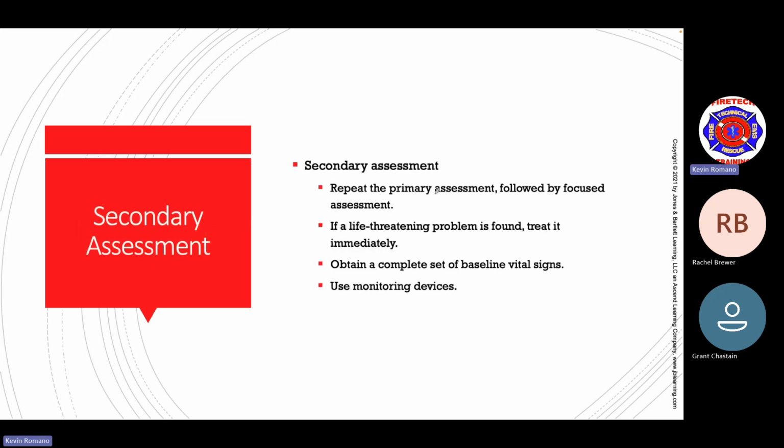Right. Secondary assessment, your physical exam: repeat the primary assessment, followed by a focused assessment. Focused is only going to be used if the patient is not critical, right? If it's, let's say, a trip and fall with a knee injury, it'll be focused on the knee, right? So again, is it going to be your detailed or is it going to be your focused? Which way do you want to go? But you've got to repeat that primary, looking at those ABCs over and over again, right? Because things can change rapidly.